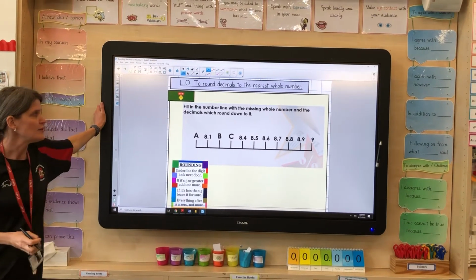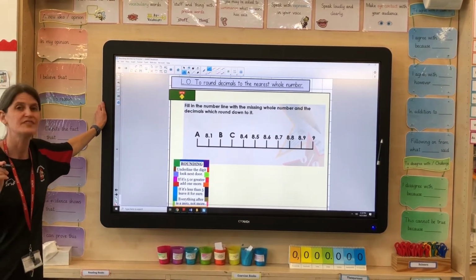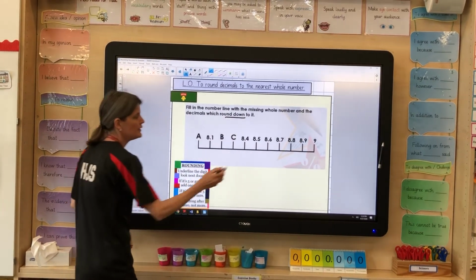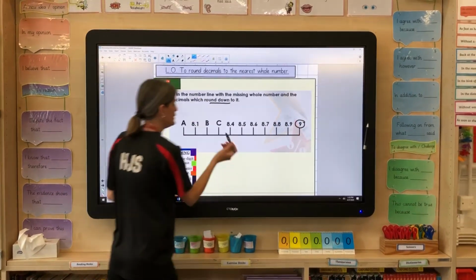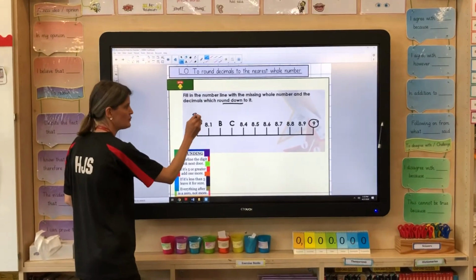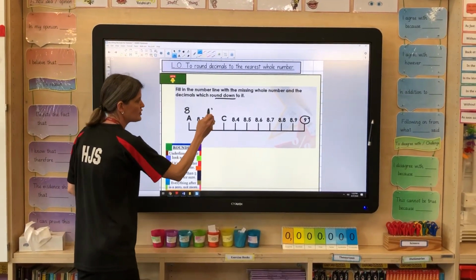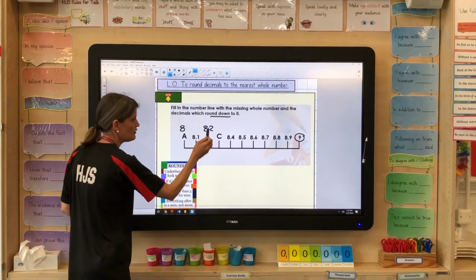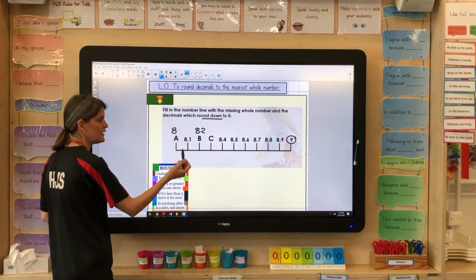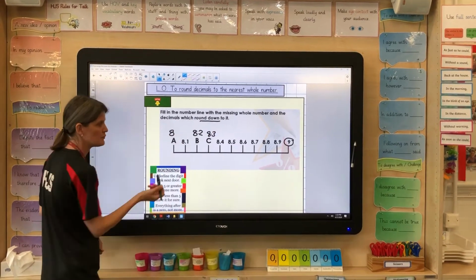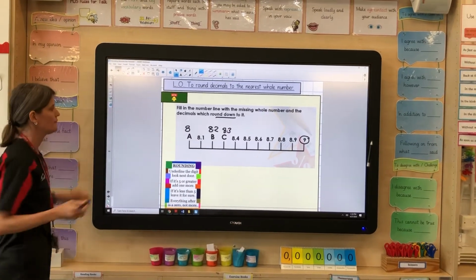Fill in the number line with the missing whole number and the decimals which round down to it. Do take care to check rounding up or rounding down. Here's my whole number 9. We're counting up in tenths, so I know this is going to be 8. 8, 8.1, 8.2, and 8.2 is closer to 8, so we can see it rounds down. 8.3 would also round down to 8.